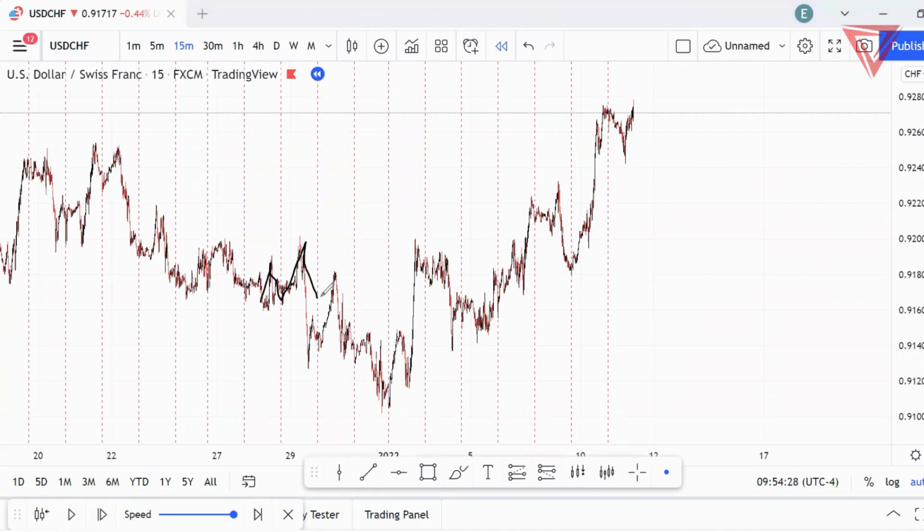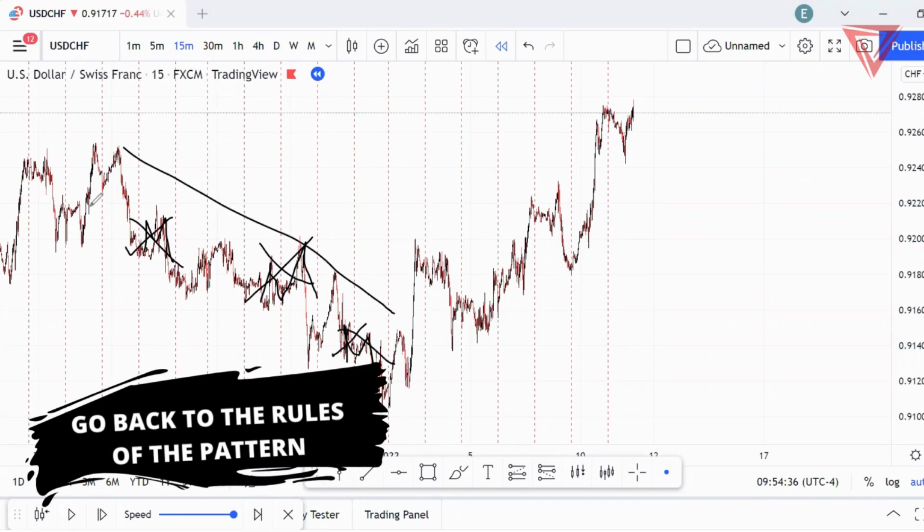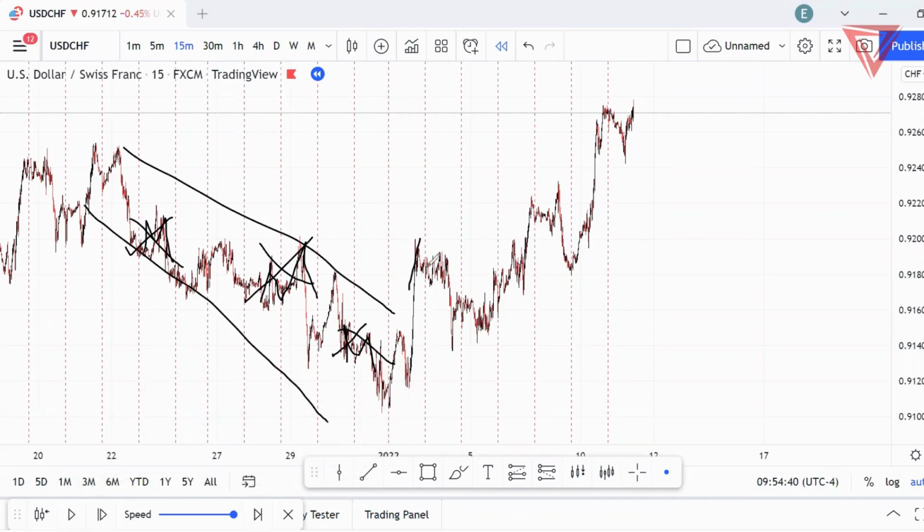This is not an M. This is not an M. This is not an M. Why? Because these are bear trends, right? They're happening in a bear trend, right? Even here, this is not an M, right? This is not an M. This is not an M. Why are these not M's? Because they're not at the edge of the bull trend.